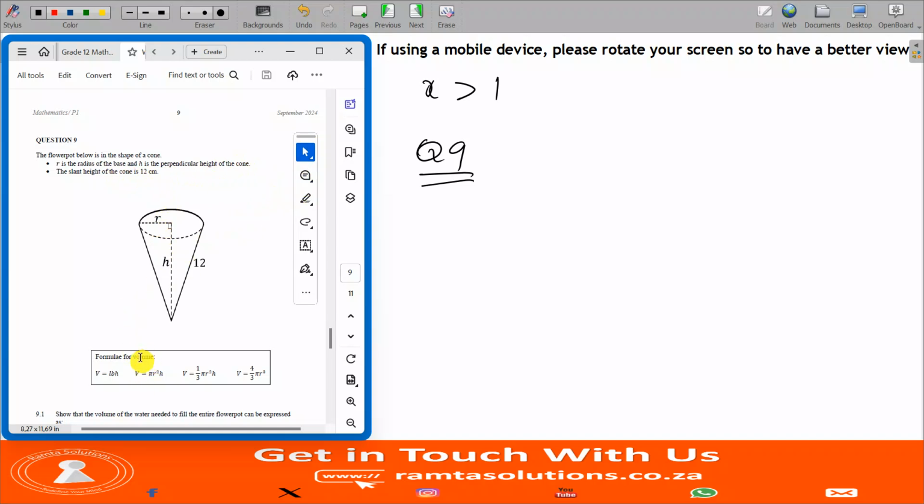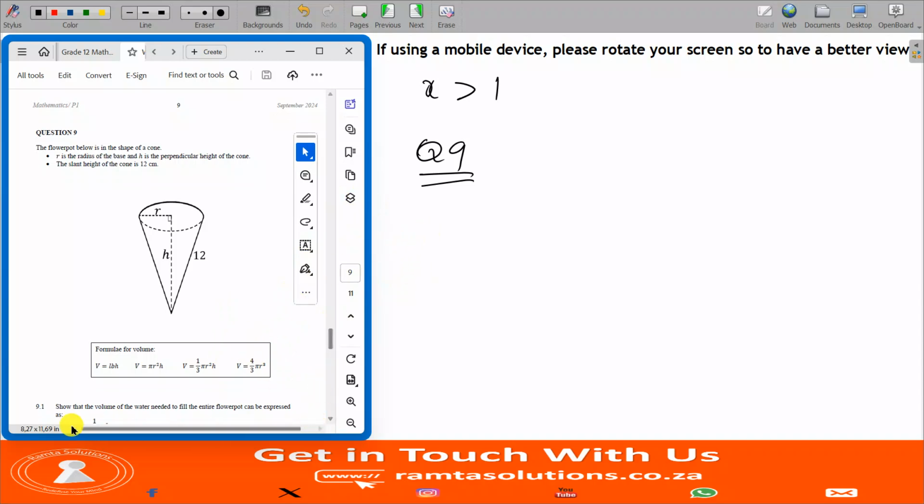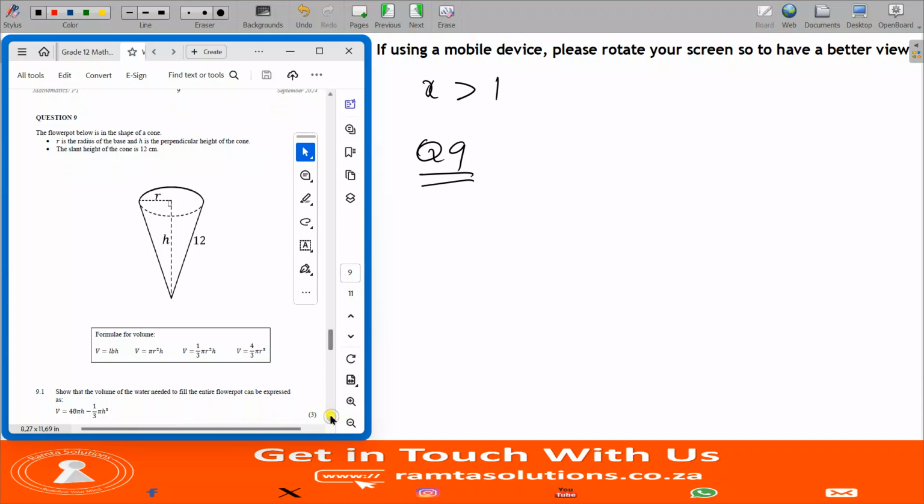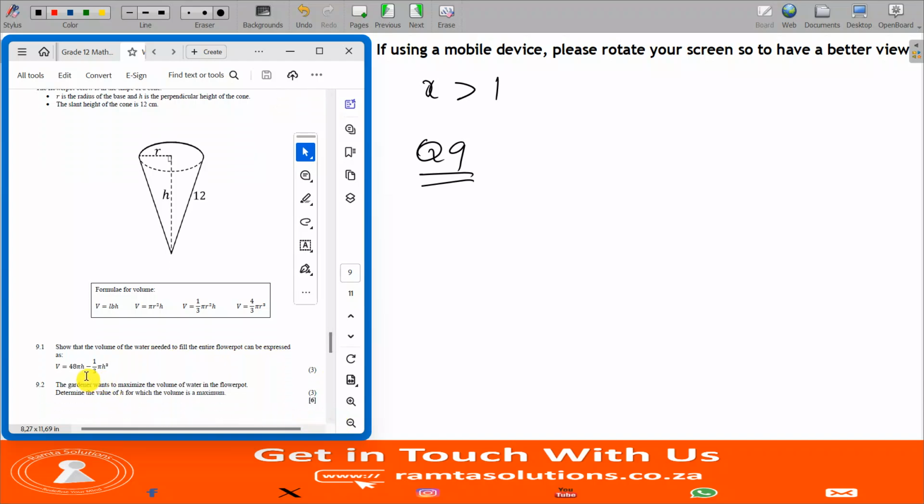The formula for the volume is these. Guys, this question wants you to choose which one is the proper formula for the volume of the cone. It is not all of them. So let's proceed. Show that the volume of the water needed to fill the entire flower pot can be expressed as V equals 48 pi h minus 1/3 pi h squared.